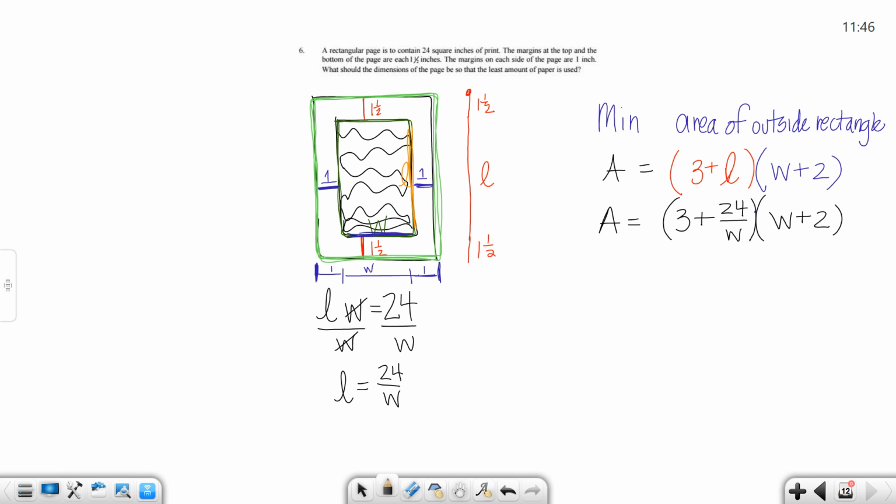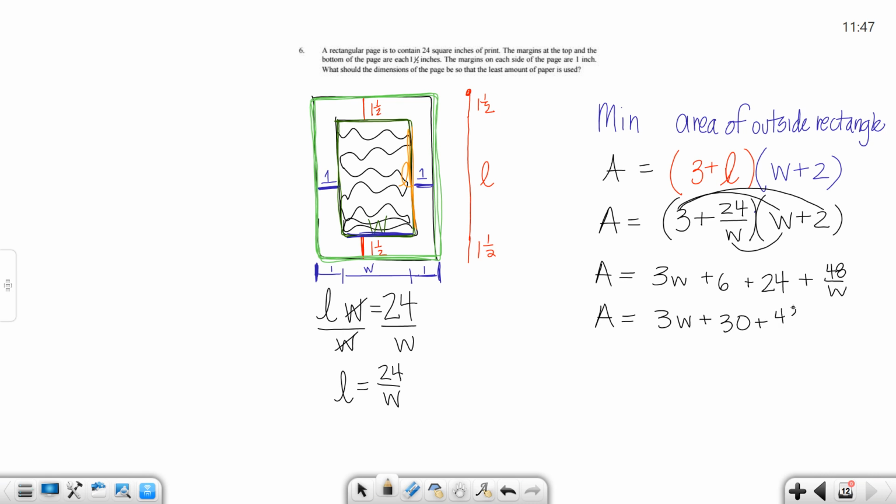Now I can't really deal with it in this form, so I need to FOIL it out, multiply it out, distribute. So I get 3W plus 6. When I multiply this piece in the middle, the W's cancel out, so that would be 24. And when I multiply this last one, it would be 48 over W. So my area formula would be 3W plus 30 plus 48 over W.